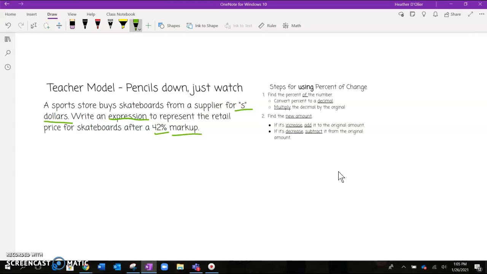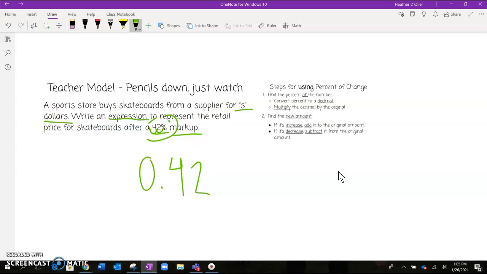Since it's a markup, I know that's an increase. That's why I chose to use green. So I start this by finding the percent of the number. I convert the percent to a decimal. So I'm going to take that 42% right there. I'm going to move the decimal once, twice, and I get that it's 0.42.